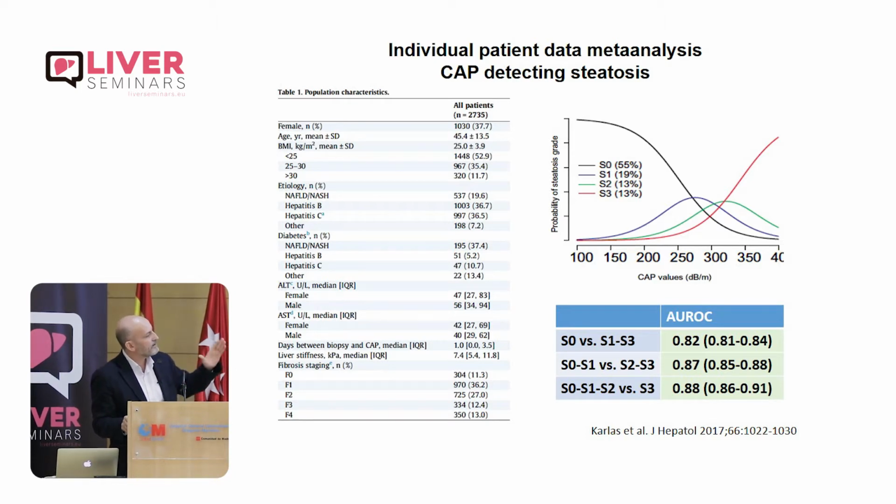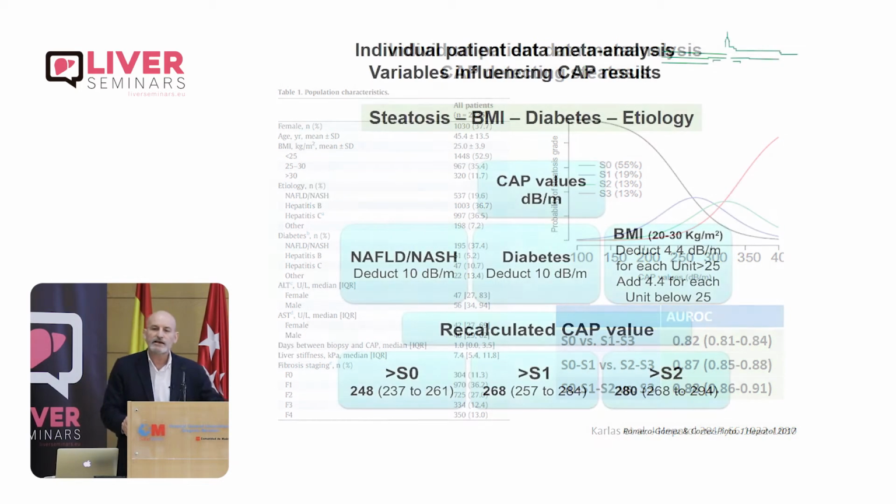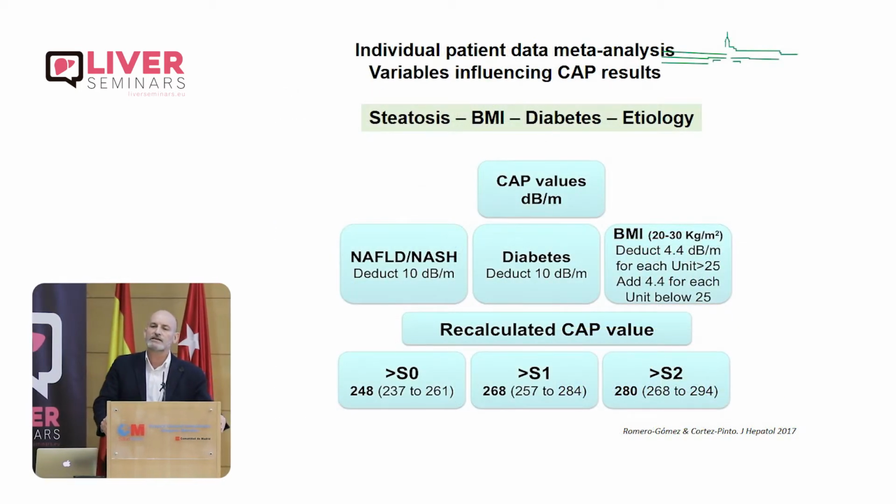decibels per meter. And the diagnostic accuracy in this meta-analysis was much better than the previously reported diagnostic accuracy in small cohorts. To detect steatosis, the accuracy is higher than 0.82. The rest is interesting, but it's not relevant. And for me, this study clearly demonstrates that at least 3 variables influence the result of the CAP: diabetes, body mass index, and etiology. And they propose that we need to recalculate CAP according to these variables.